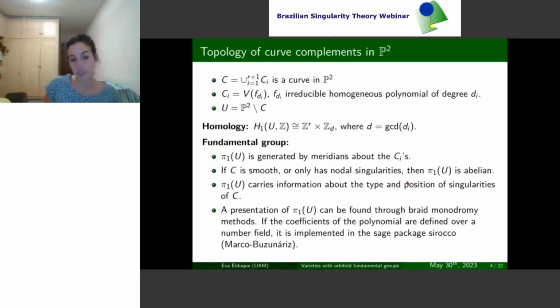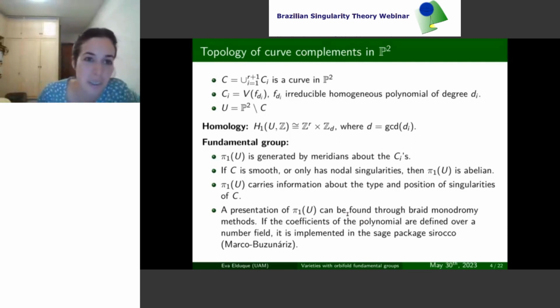But you can find a presentation of the fundamental group through braid monodromy methods. And if the coefficients of the polynomial are defined over a number field, this is implemented in SAGE. Miguel Ángel Marco Buzunáriz at the University of Zaragoza implemented this, and you just give it the defining polynomial of the curve, and it spits out a presentation of the fundamental group. I think this is amazing. So a presentation of these things can be found, and you can compute many examples and draw your own conjectures from what you're seeing. But again, there's only so much you can do with a presentation. It doesn't tell you what the group is, right?